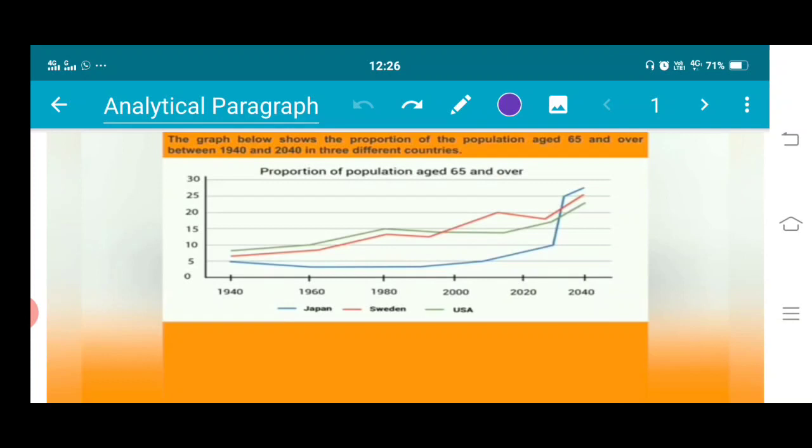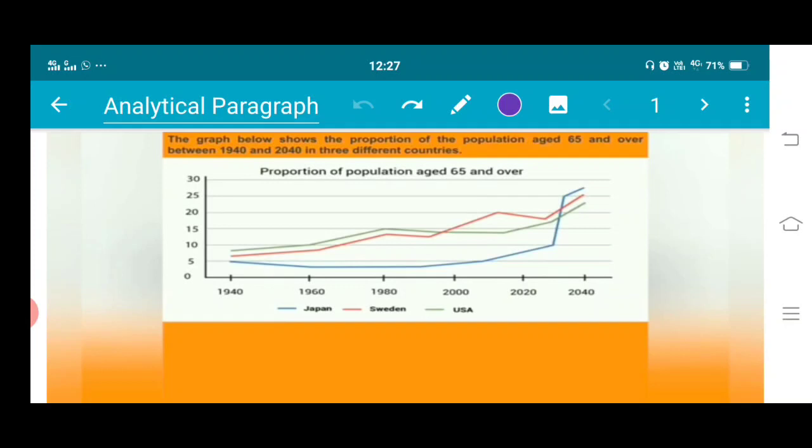I told you in the last video that the introductory paragraph is the first thing we have to do. Then we have to do the overview, then the body of the paragraph, and then we have to conclude, right, the conclusion paragraph. In the introductory paragraph I gave you one piece of advice: you have to paraphrase the question itself. So let's read the question.